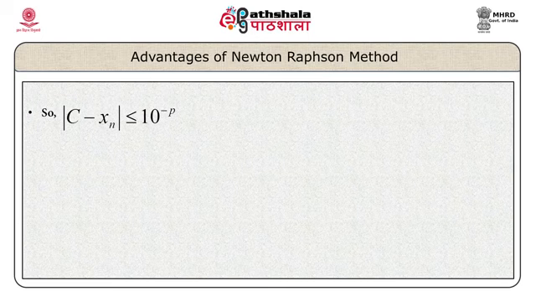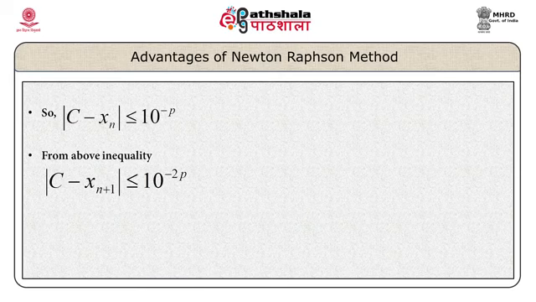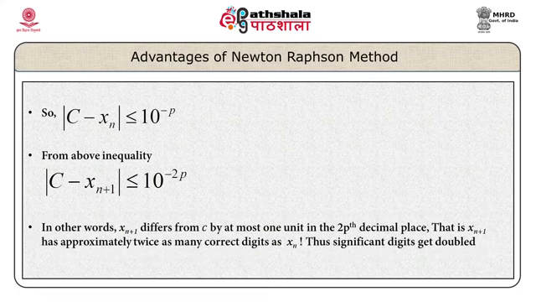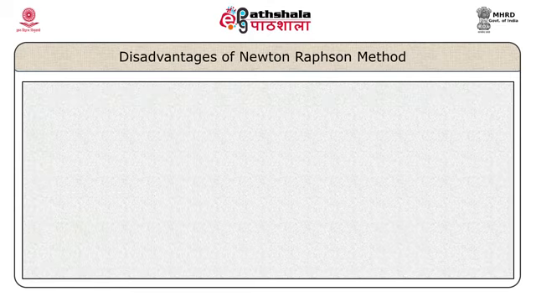Since we have assumed k equal to 1, from this inequality 6, |C - x_{n+1}| becomes less than or equal to 1 into 10 raised to minus p, whole squared, so 10 raised to minus 2p. That means x_{n+1} differs from C by at most 1 unit in the 2pth decimal place. So, if x_n differs from the root by 1 unit in the pth place, x_{n+1} differs from C by 1 unit at the 2pth decimal place. So, the number of correct figures doubles in each iteration in the Newton-Raphson method, which is a very good advantage of Newton-Raphson.